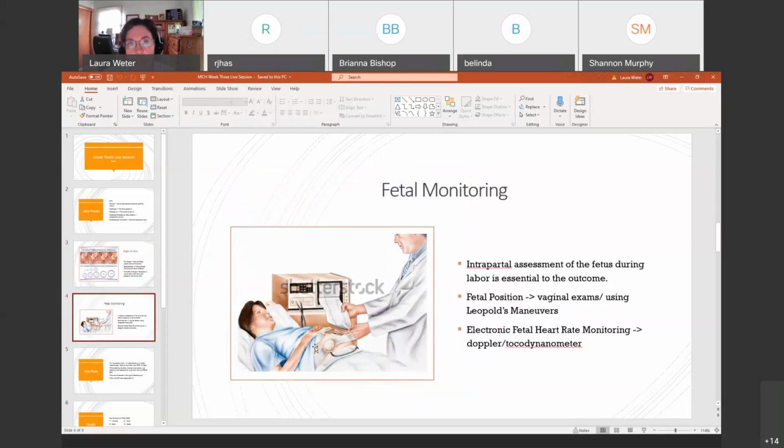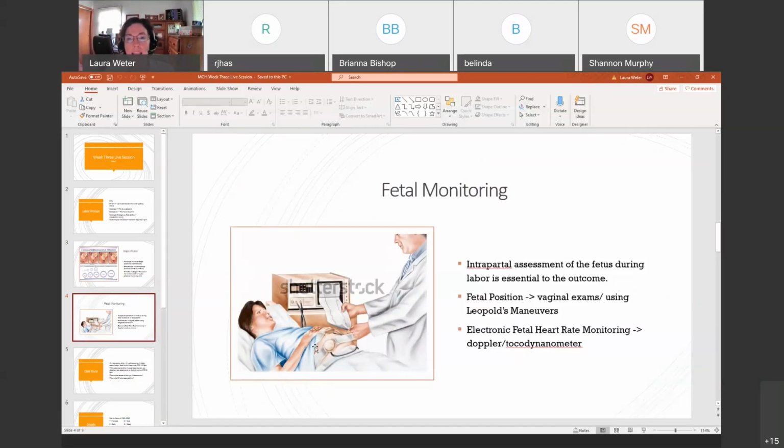So intrapartal assessment of the fetus during the labor process is going to be very, very important to the outcome. So intrapartal, that means you're actually during labor. Antepartum means before labor. Intrapartum means during the labor process. Postpartum is after labor. Okay, does that make sense for everybody when I explain it like that? Antepartum is before labor, intrapartum during labor, postpartum after labor.